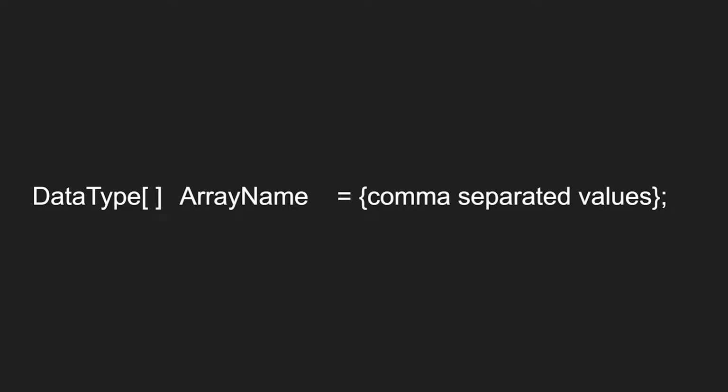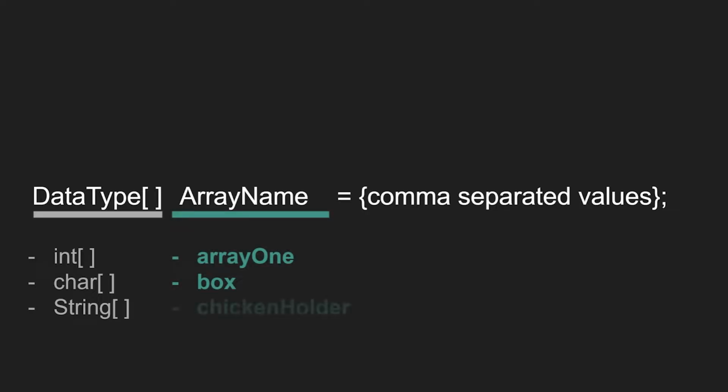For the data types, we can have either just primitive data types or objects. So, for example, we can have an integer array, char array, string array, the list goes on, but those are some examples. For the array name, it could be anything you want to name, just like a variable: array1, box, chicken holder, anything. For the comma separated values, these are just the values that we want to put in the array, each of them separated by a comma.